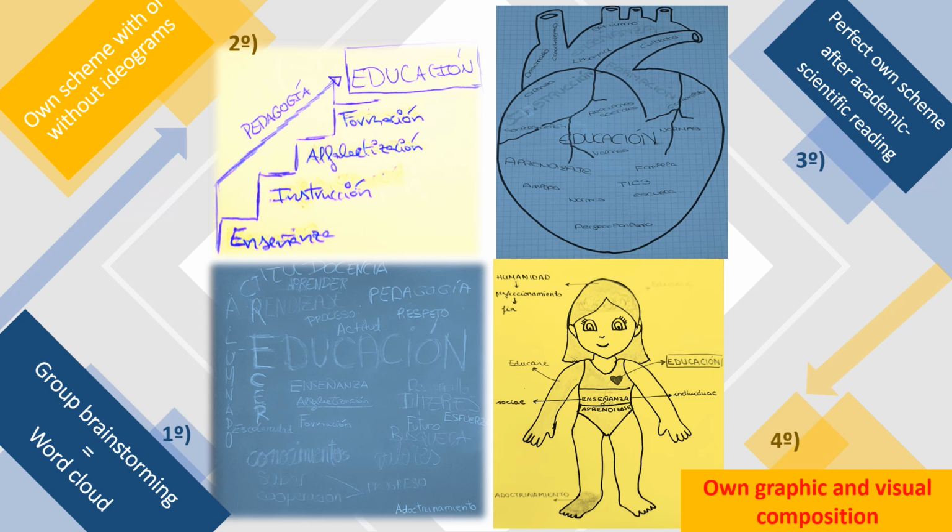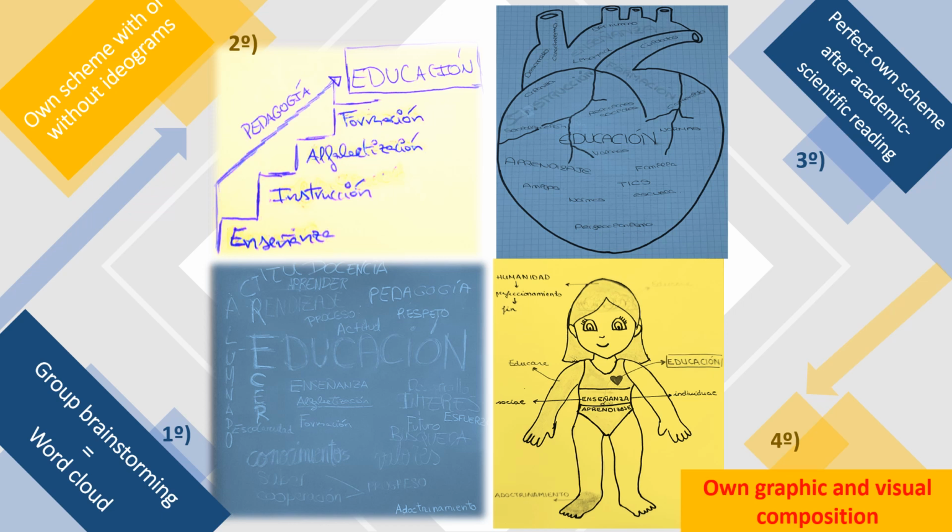Secondly, it is intended that the students appropriate their own and specific concepts of education. To do this, they must start from the previous cloud of ideas, and after reading a scientific article that addresses certain epistemological terms, the students are asked to modify, improve and create a conceptual map, this time in which, if they wish, they can include ideograms or visual metaphors. The example shows a ladder whose structure is supported by pedagogy and indicates the different steps that we must climb to reach education.